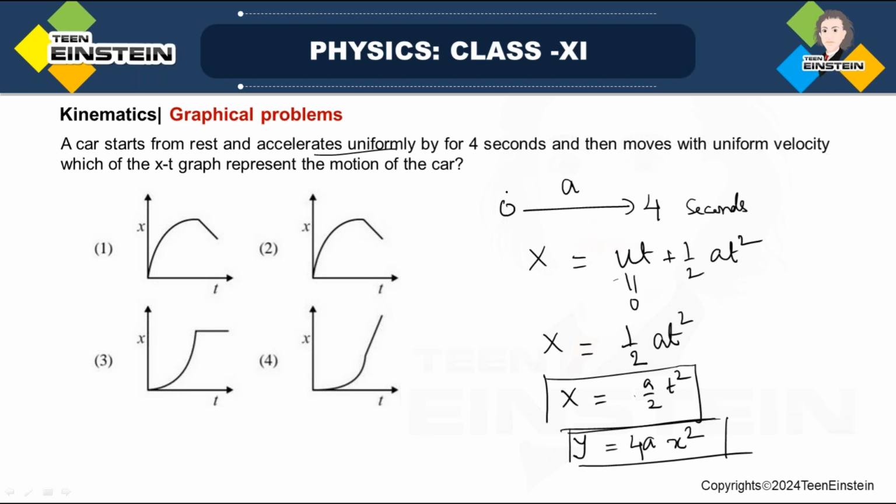But whether it is negative velocity or positive velocity is not mentioned. First of all, look at this portion, where x is constant always. After 4 seconds, according to this option, the body is not moving at all, it is at rest. But actually the body then moves with uniform velocity. So this is not correct, because this portion says that the body comes to rest after 4 seconds.